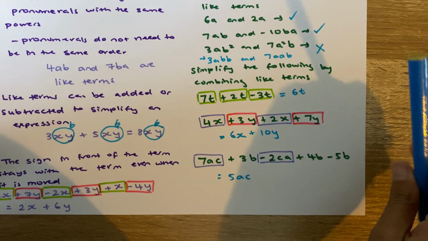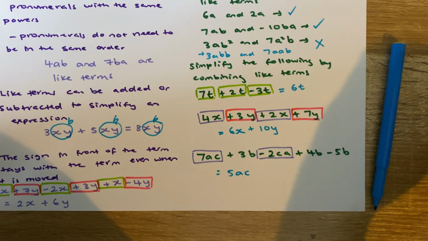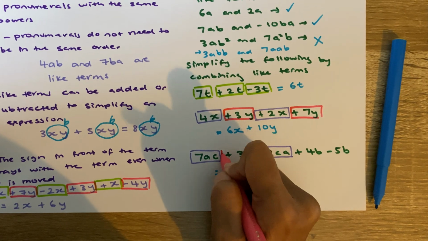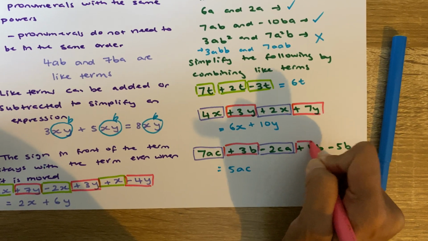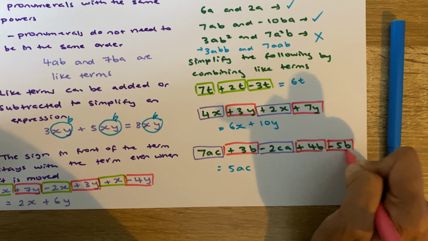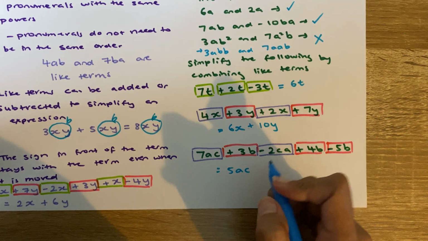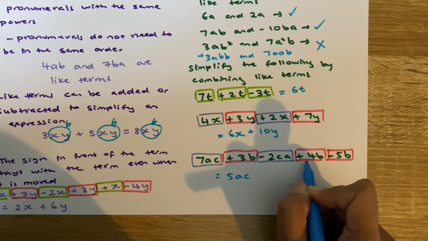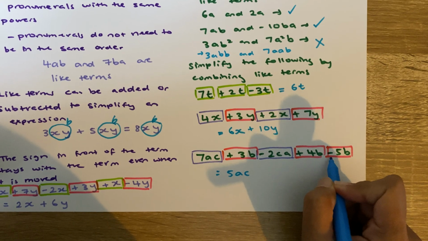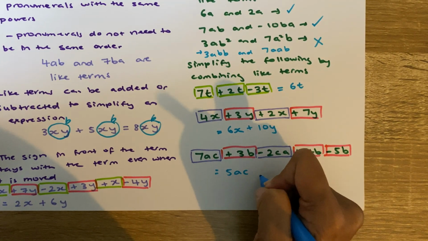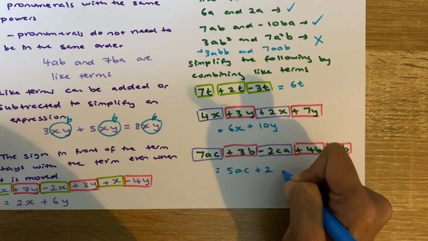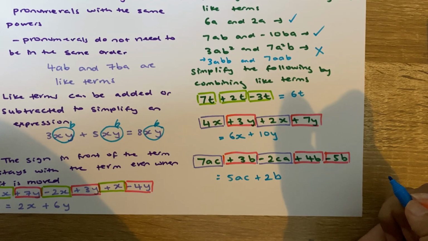And then I've got what's left. I've got a b, a b, a b, so I'm going to circle them in the same color. 3b, 4b, 5b. So there are 3 parts to my question. 3 plus 4, which is 7. 7 take away 5, which is 2. So I'm left with 2b over there as well.